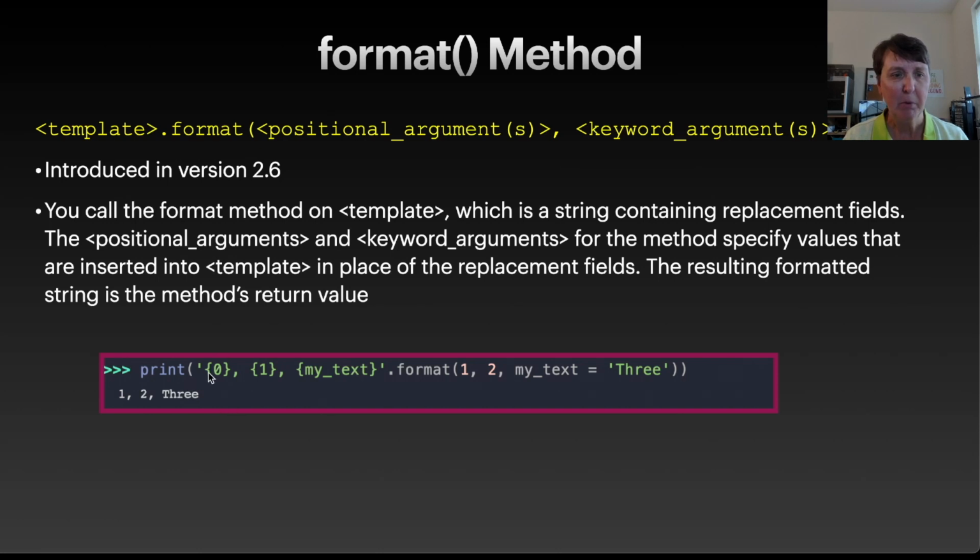Here's a simple example. The first one we're going to use in our string is positional, the 0 place. And then under the format, you see the first one, the 0 position, is a 1. So it's going to put a 1 there. And then the 1 position, we'll put the 1 position here. We'll get the 2. And then I'm going to refer to a keyword of my text. And my text equals the string 3. And that's what's going to get printed out.